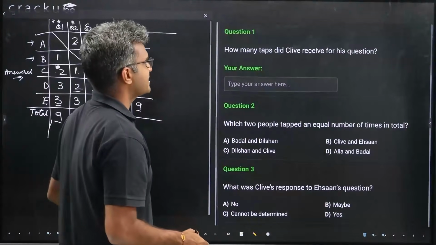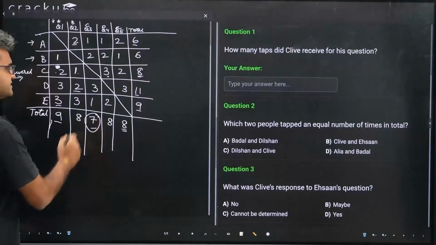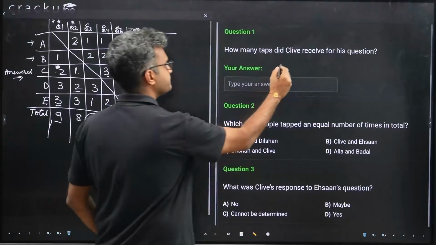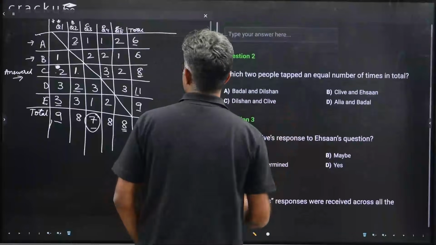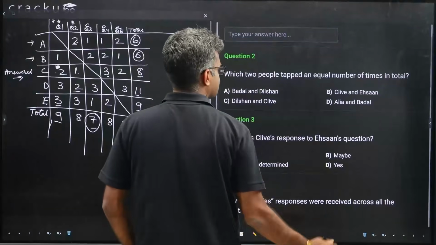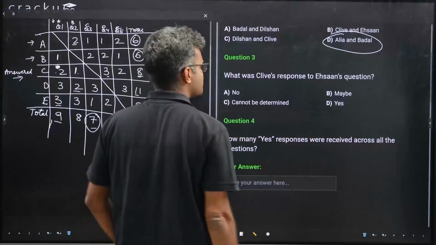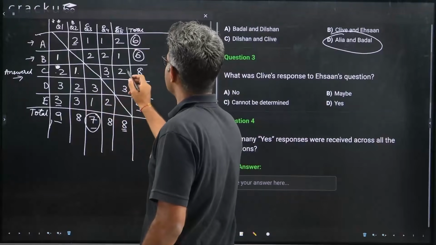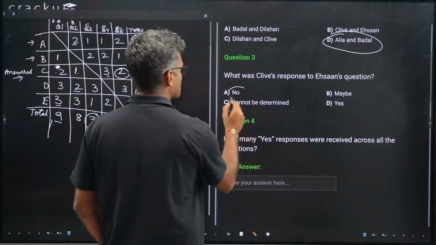How many taps did Clive receive for his question? The total number of taps that Clive received for his question is 7. Which two people tapped an equal number of times? The two people who tapped an equal number of times are Alia and Badal, which is option D. What was Clive's response to Hassan's question? Clive's response to Hassan's question is 2, which would imply that it is no.